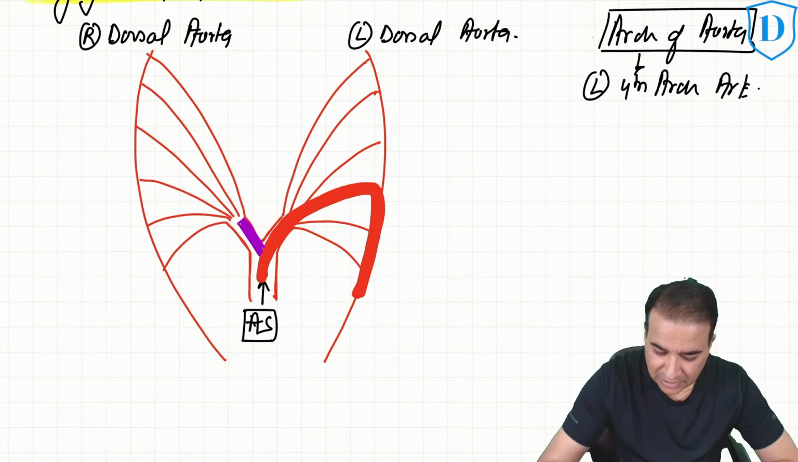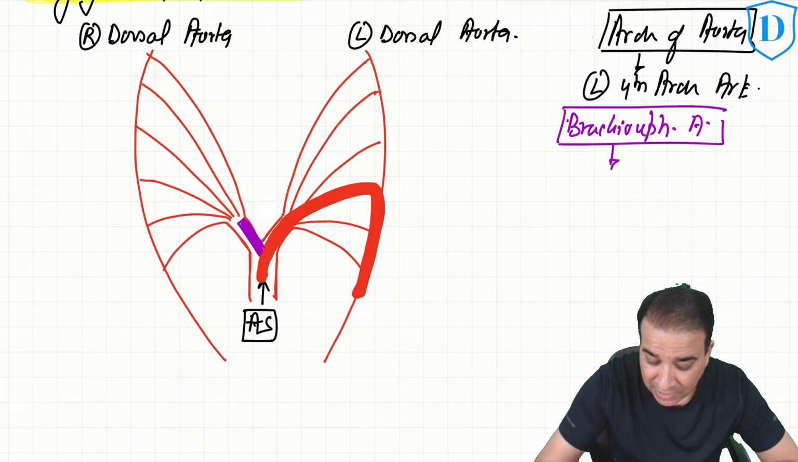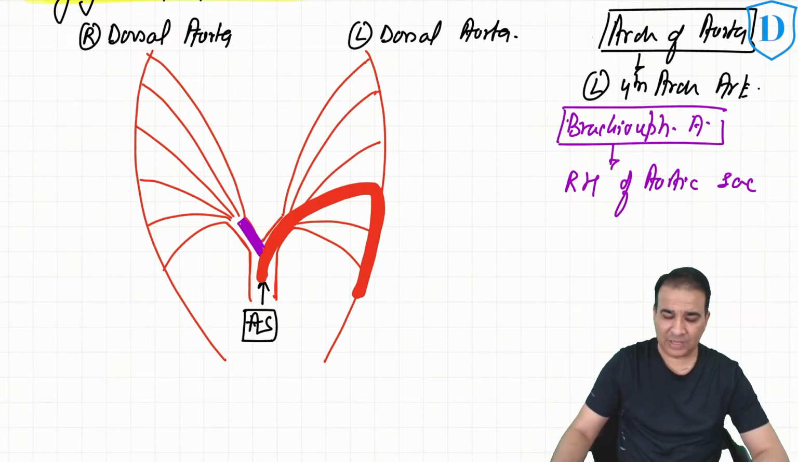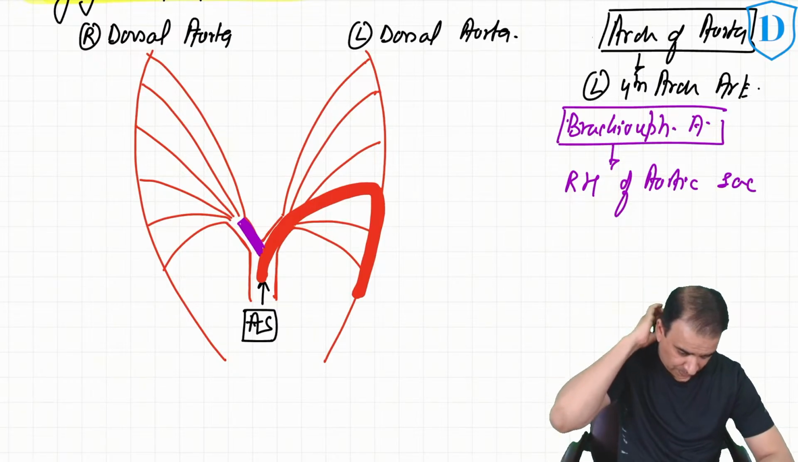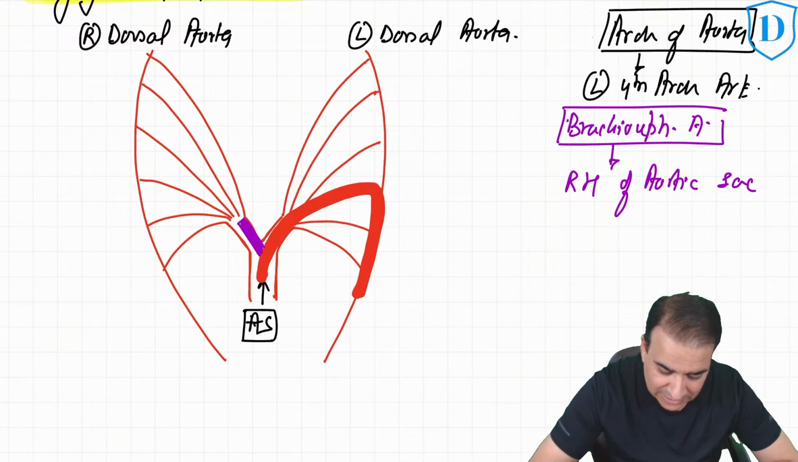That is brachiocephalic. So I can say that the brachiocephalic artery is simply by the right horn. I'm writing RH, right horn of aortic sac. Okay. Another branch from the arch of aorta, I'm using a different color to show them so that there will be no confusion. Look at this. That's the common carotid and internal carotid artery, guys. The third arch artery will give rise to the common carotid and internal carotid.